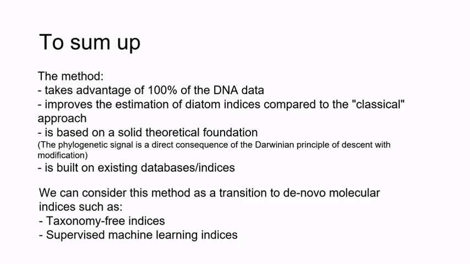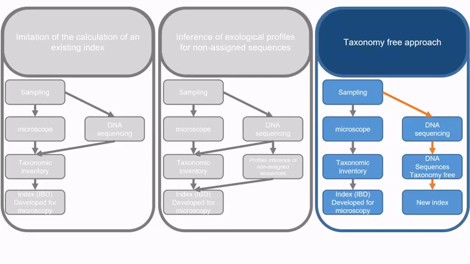So to sum up, this method takes advantage of 100% of the DNA data. It improves the estimation of Diatom indices compared to the classical approach. It's based on a solid, robust theoretical foundation based on the Darwinian principles, and it's built on existing databases and indices. And we can consider this method as a transition between de novo molecular approaches, such as taxonomy-free indices, which I'm going to show you just after, or machine learning indices. So let's go now to this last approach, this taxonomy-free approach.